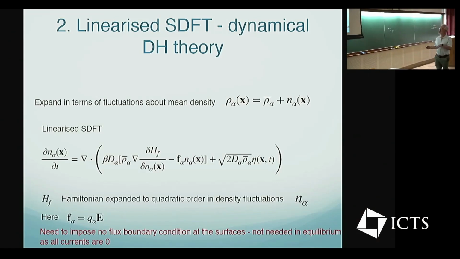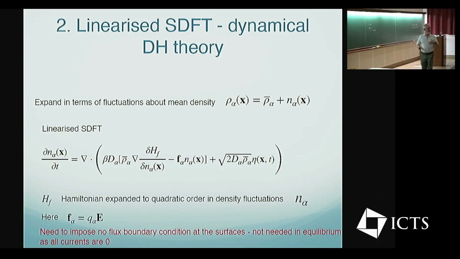So the important thing here is that if I have positive and negative ions, they're moving in different directions, right? So you can't make this Galilean transformation, okay?